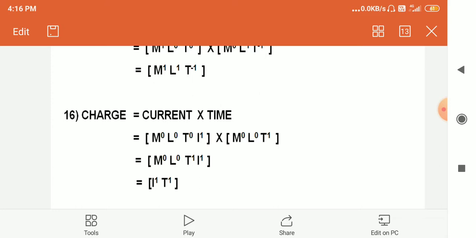So therefore m0, L0, T0, but current I raised to power 1 is there. Got it? And the dimension of time is m0, L0, T1. When we combine this, m0 plus 0 is 0, L0 plus 0 is 0, T0 plus 1 is 1, and I to the power 1 is 1. We can skip the power of zeros, meaning m0 and L0 we can skip and simply write I1 and T1. So this is the dimension of charge.